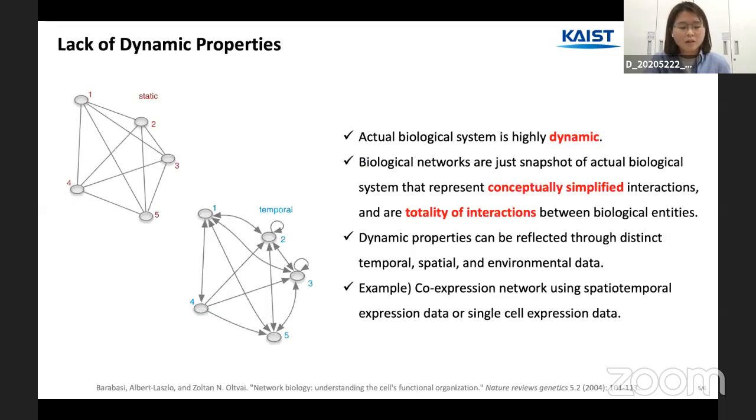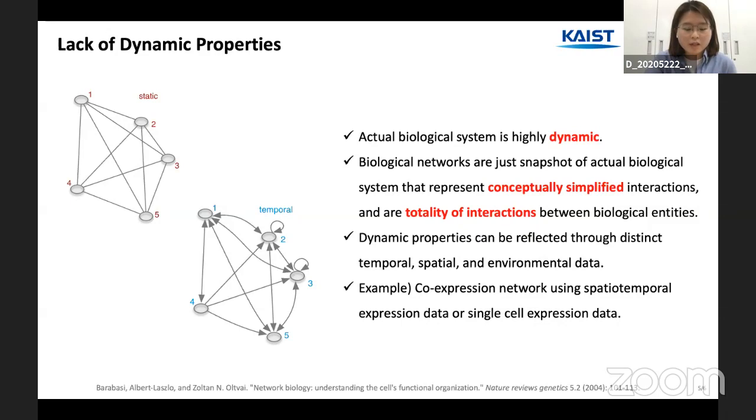And the last problem of incompleteness of biological networks arises due to the lack of data that can reflect the dynamic properties of actual biological systems. The actual biological interactome is a highly dynamic system, but currently used biological networks are just snapshots of interactions and represent conceptually simplified interactions, just the totality of interactions between biological entities. Hence, we have to reflect the dynamic properties of actual biological systems through distinct temporal, spatial, and environmental data.